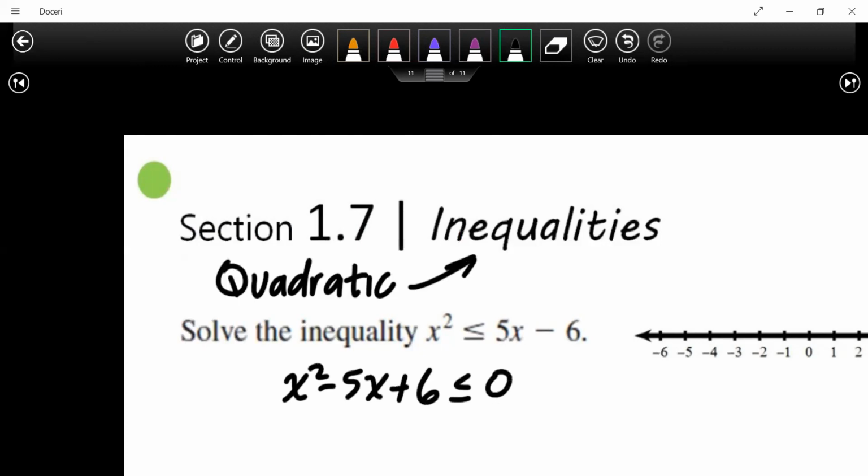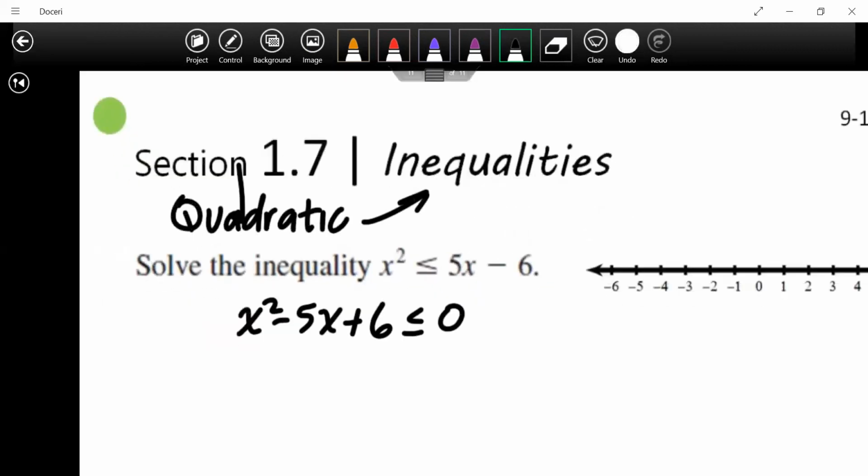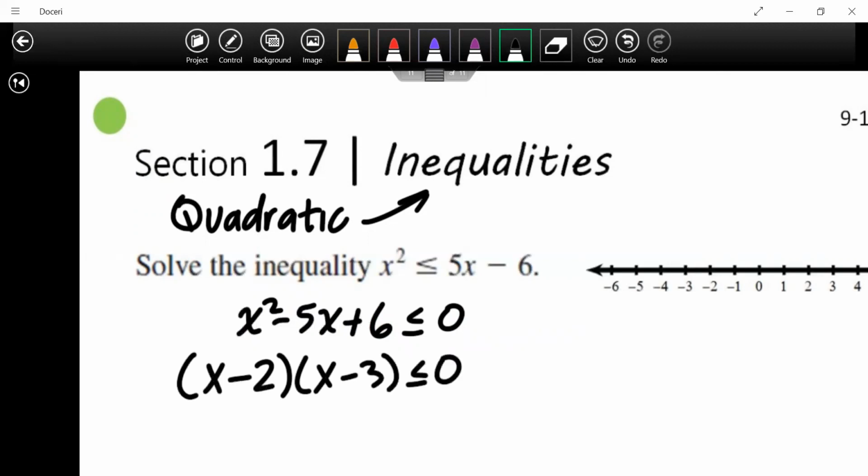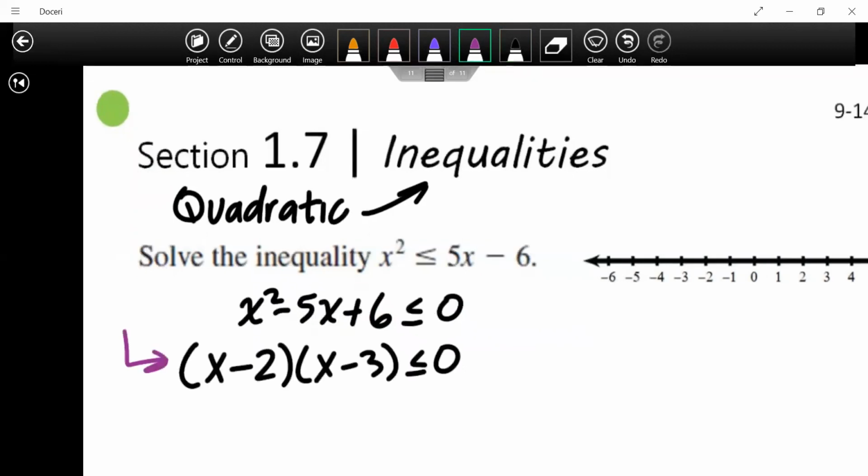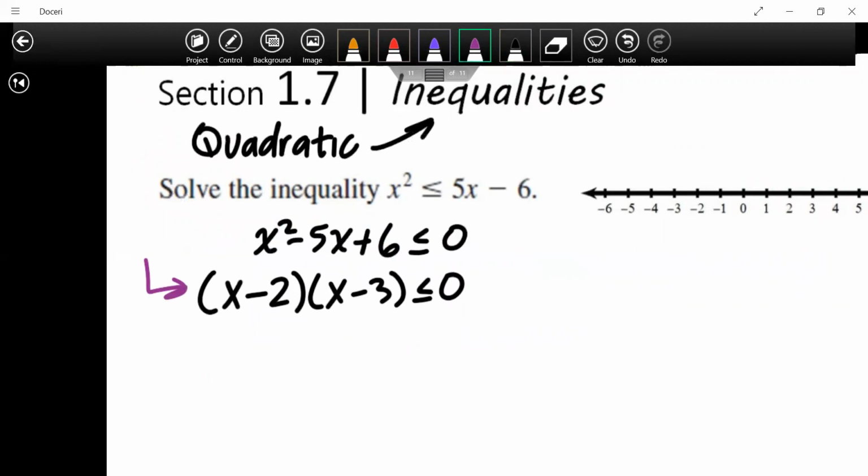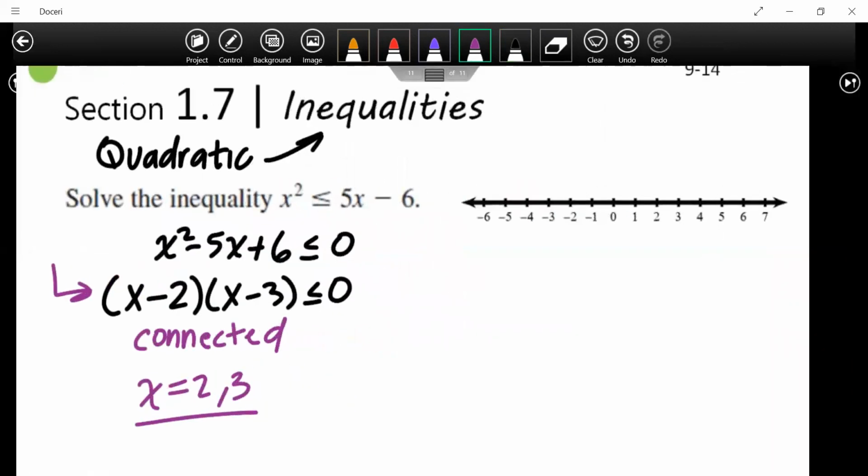From here, we've got to be able to factor it. Can we factor that? What would it give us? x plus or minus 2, x minus 3 less than 0. From this point, we want to see how the structure is being made. This will tell you whether you have a compound or closed, connected or not connected. Do we have connected or not connected? This is connected. What would be my solutions to this? x plus 2, x plus 3. So I'm going to go to my number line at 2, closed circle, at 3, closed circle, connected, not connected? Connected.